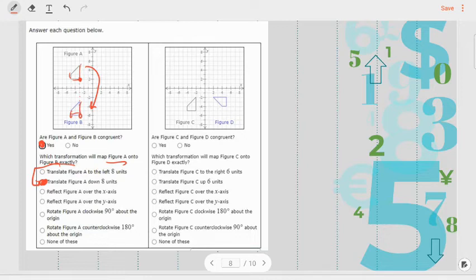Next shape, are these congruent? 1, 1, 2, 2, 3, 3. Yep, they are congruent. Now, what it looks like happened, it didn't just slide into that quadrant, it turned. Okay, and what direction did it turn? We have two options: 90 degrees counterclockwise, 180. Well, it only moved one quadrant, so 90 degrees counterclockwise.